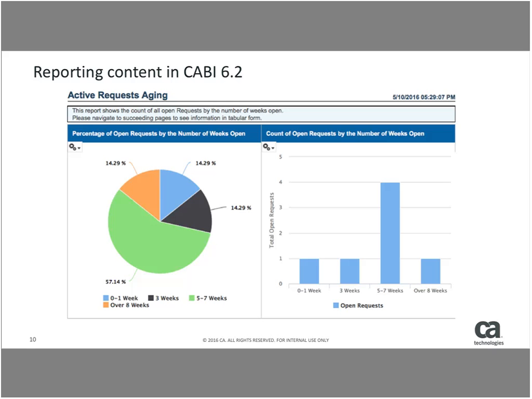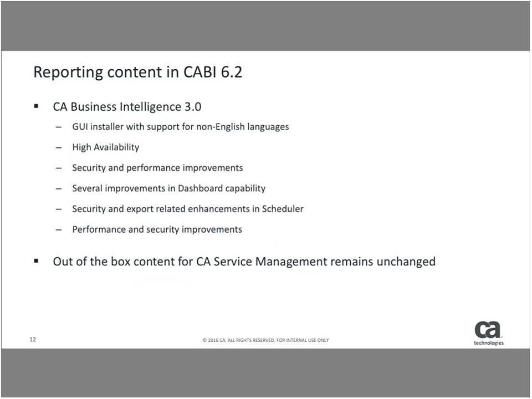There are a bunch of things that are improved in CABI 6.3. It starts with a GUI installer, a GUI installer with non-English language support, which was not really the case with 6.2, which came out last year. It also has high availability configuration, so customers who have high availability requirements can use 6.3 for a high availability implementation. It has a bunch of performance and security improvements.